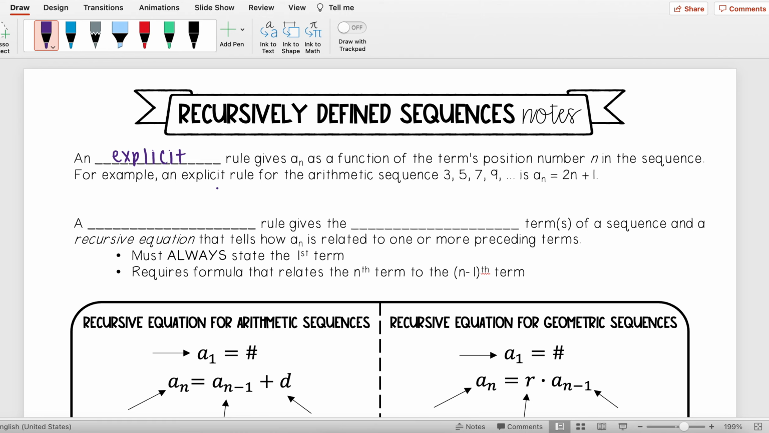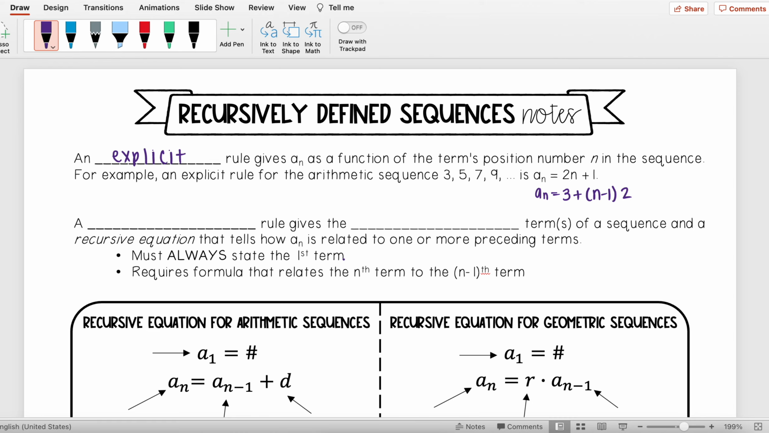So for example, an explicit rule for the arithmetic sequence 3, 5, 7, 9 is an equals 2n plus 1. So if I were wanting to find the fourth term, I can either look here, or I can plug in 4 for n, and I get 2 times 4, which is 8, plus 1, which is 9. And so I can find it that way. Another way I could have written this out was an equals a1, which is 3, plus n minus 1 times the common difference, which is 2.